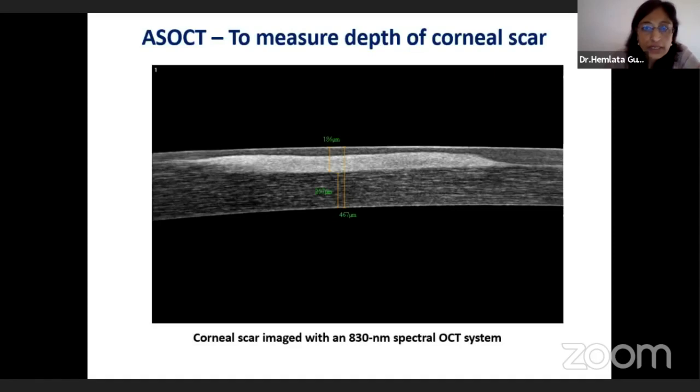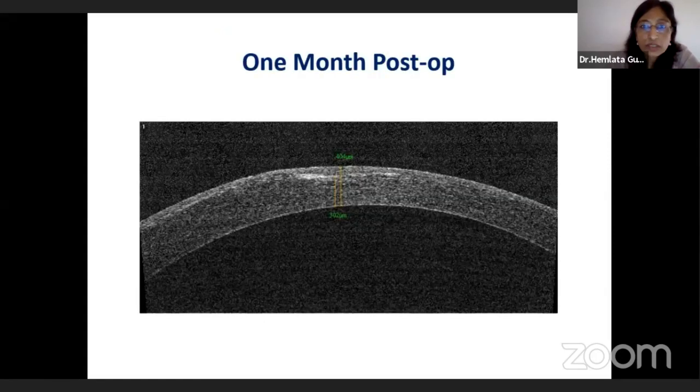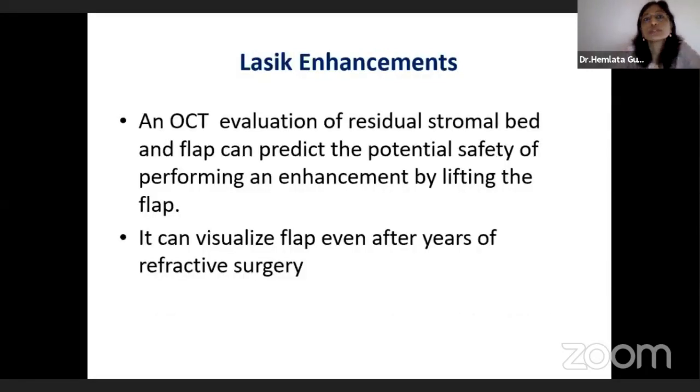So we decided to amputate the flap, and you can see that the overall corneal thickness is 404 microns. There is very minimal scar left. That improved the patient's visual symptoms like glare and halo, especially night vision. OCT evaluation of the residual stromal bed and flap can predict the potential safety of redo surgeries. Before all kinds of redo surgeries, I highly recommend anterior segment OCT for all patients, because it can visualize the flap even after years of refractive surgery.